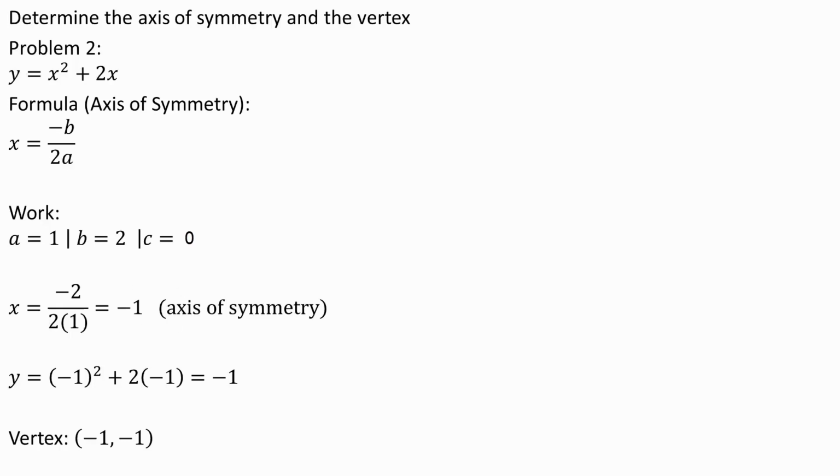And now we simply plug it back into this equation here. So we get parentheses negative 1 squared plus 2 times negative 1. So this here is 1, this is negative 2. So it's equal to negative 1. And so our vertex would be negative 1, negative 1. And that's pretty much it for this video.